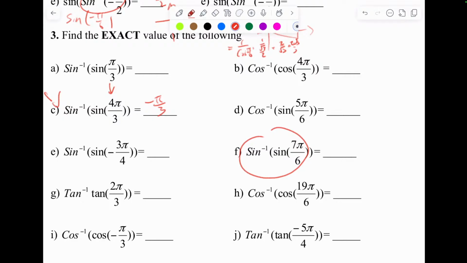Okay, Devin, what's your answer? Negative pi over 6. Good. How many of you got it wrong? Check inside, outside, right? So you don't just cancel out. A lot of people on the test end up just canceling out, but it's not true. The only time you can cancel out is sine inverse sine x, because in that situation x doesn't matter. But with the other one, you have to make sure that you work inside and work outside.